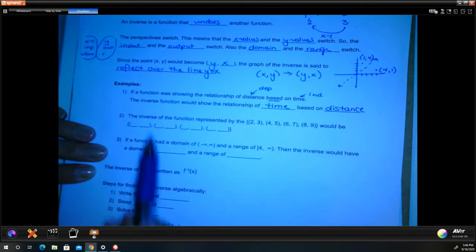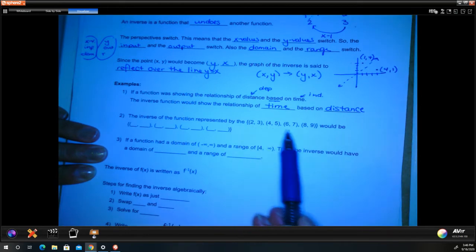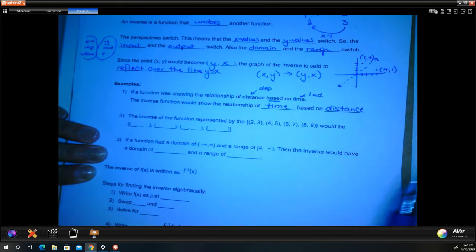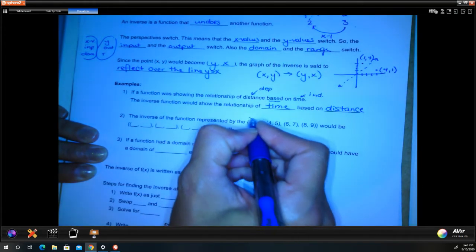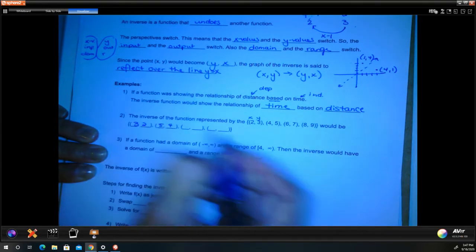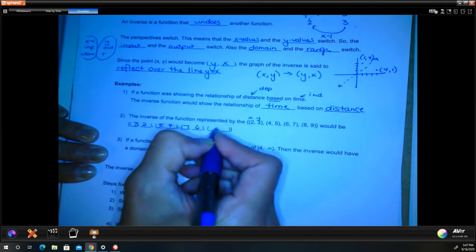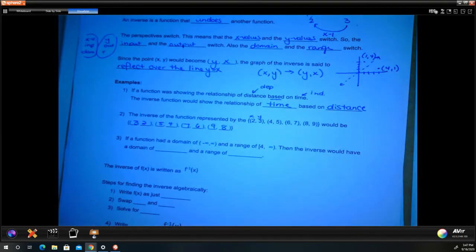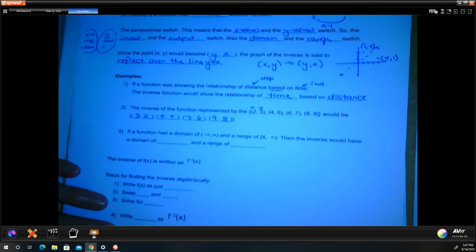Here's example 2. If I had a function represented by this set of points, I would simply switch my x and y. So (3, 2), (5, 4), (7, 6), (9, 8). You following?